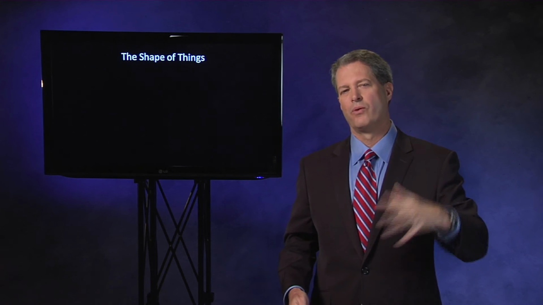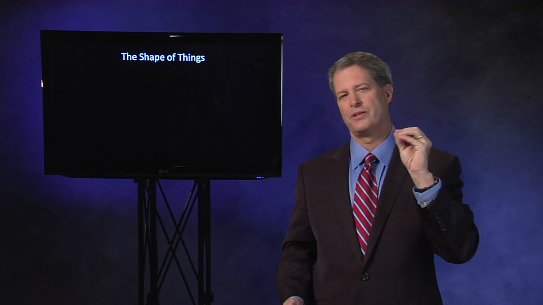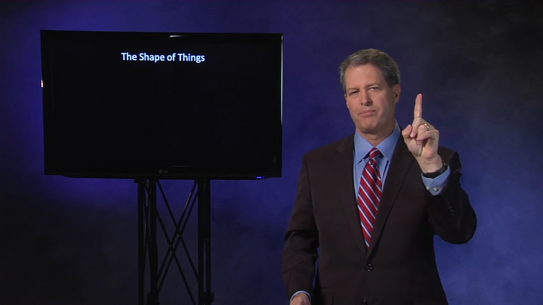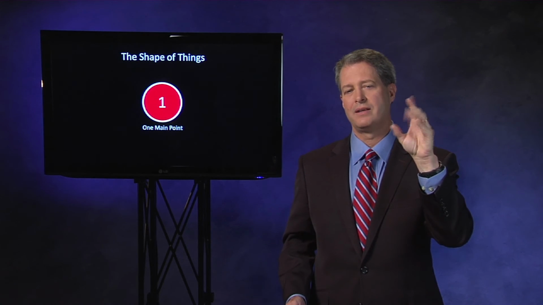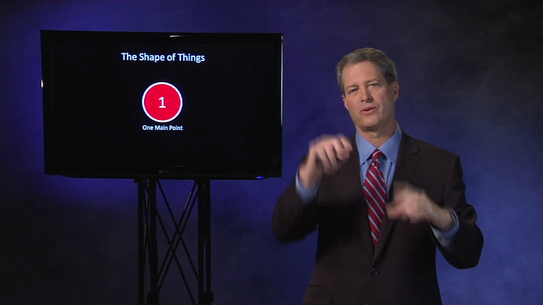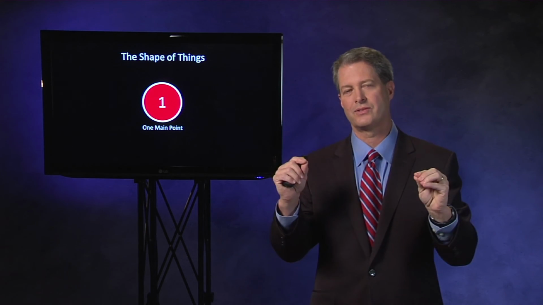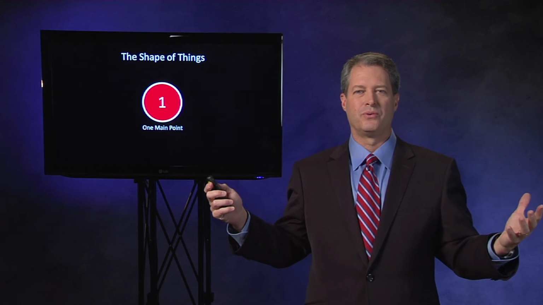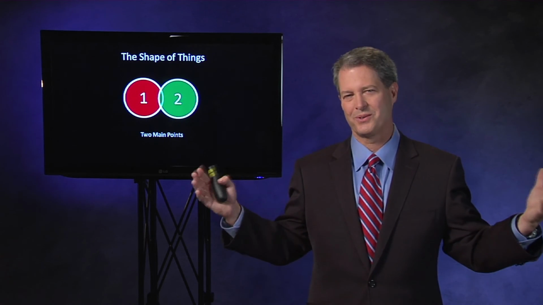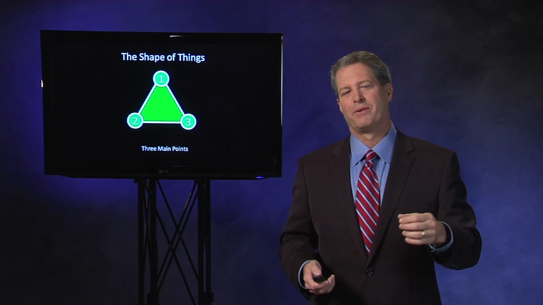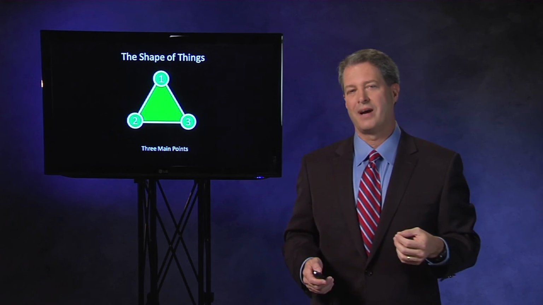So to help you create more visual slides, I'd like to share what I call the shape of things. So if you had one main point, the shape of one is a circle. And so I'd simply have a circle, and I'd have that one main point in the circle, or I'd have the one main point right under the circle. What's the shape of 2? Well, of course, it's 2 circles. The shape of 3, 3 circles. Shape of 3 might also be a triangle.